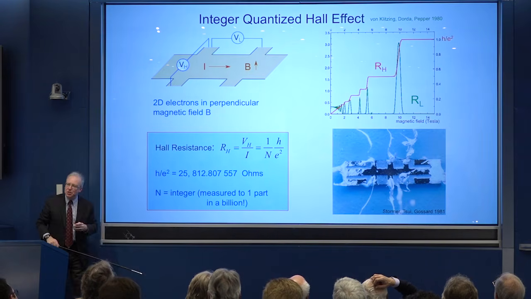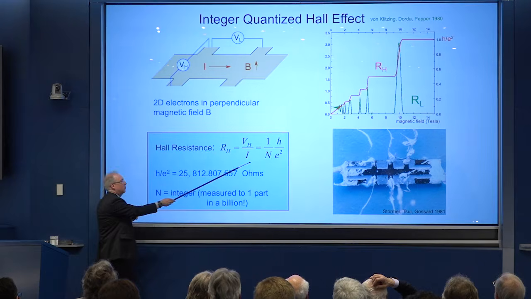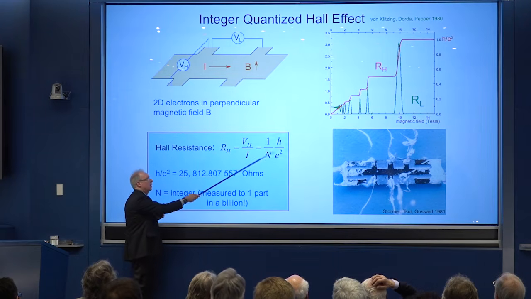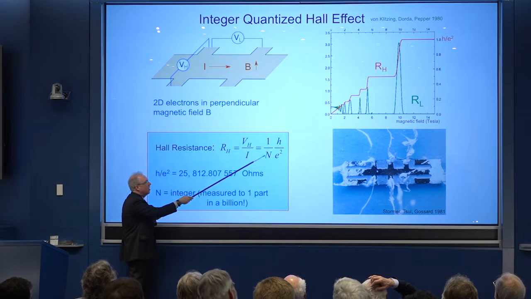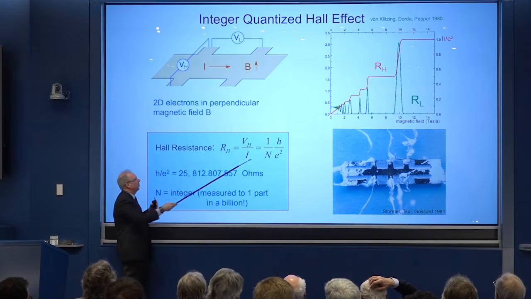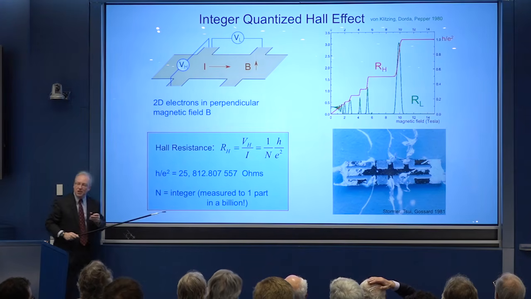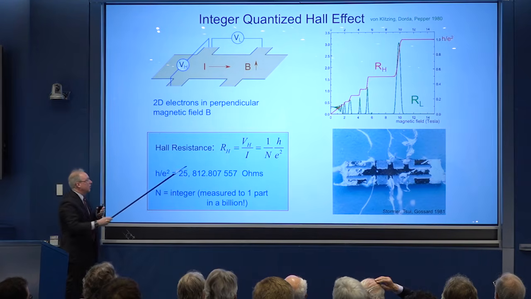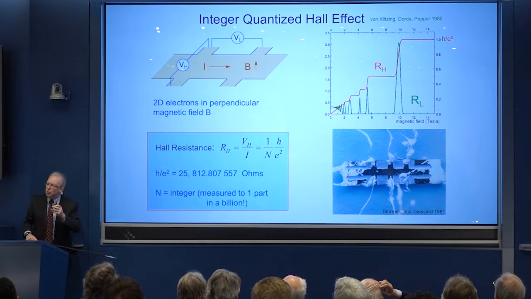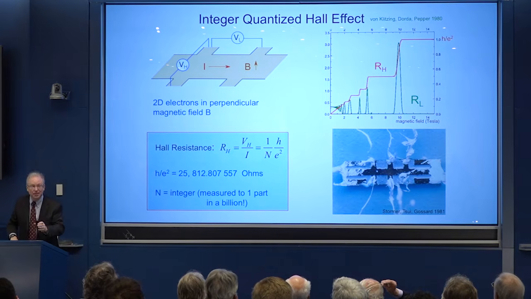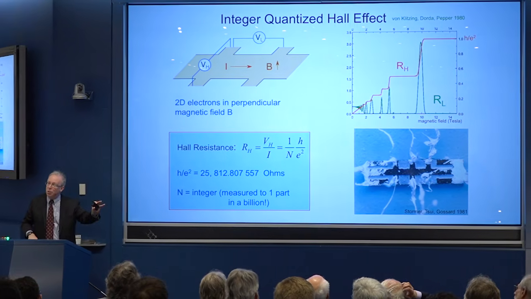Okay, and upon looking closer at these steps, it was realized that the value of the resistance in these steps is incredibly accurately quantized in units of this fundamental constant. This is Planck's constant and the electric charge. And so these fundamental constants define a unit for the resistance. And the value that's measured is an integer that you can measure to 1 part in a billion. Okay, it's incredibly accurately quantized.